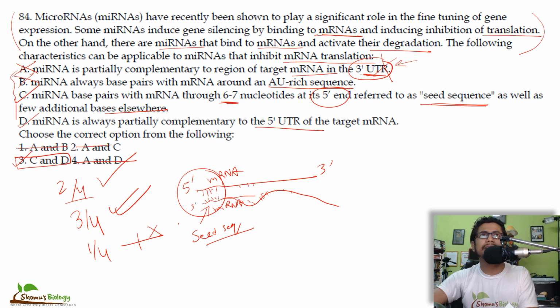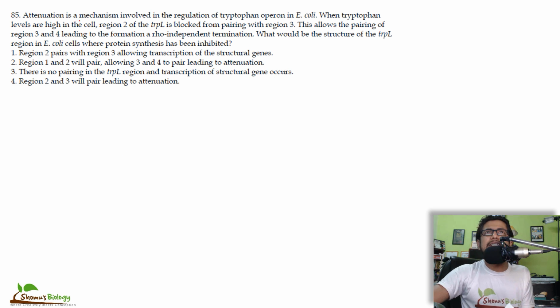So let's move on to the next question. Attenuation is a mechanism involved in the regulation of tryptophan operon in E. coli. When tryptophan levels are high in the cell, region 2 of the tryptophan L, TRPL, is blocked from pairing with region 3. This allows the pairing of region 3 and 4, leading to the formation of rho independent termination complex. What would be the structure of the TRPL region in the E. coli cell where the protein synthesis has been initiated already?